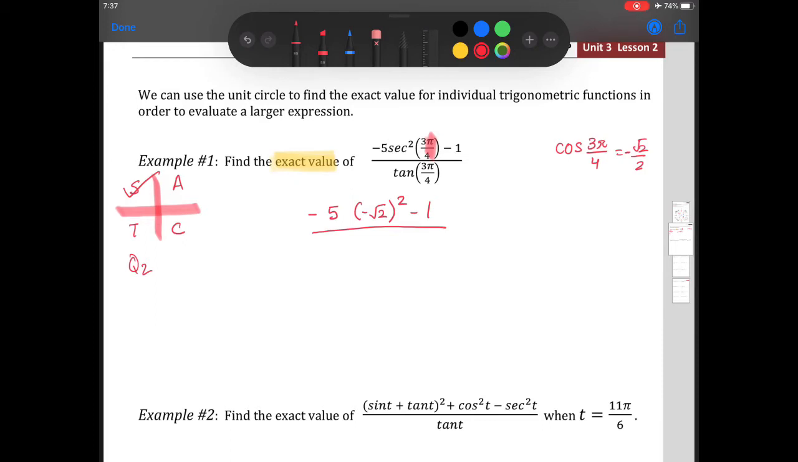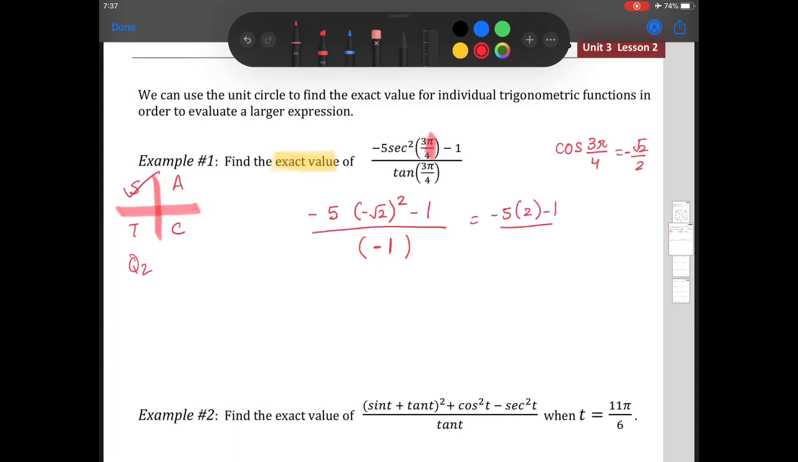I like to sketch the coordinate plane. That way I know which trig functions are going to be positive. Tangent is negative, so whatever value I find is going to be negative. So it's going to be pi over 4 is 1. So negative 1. Simplify this. I get what?